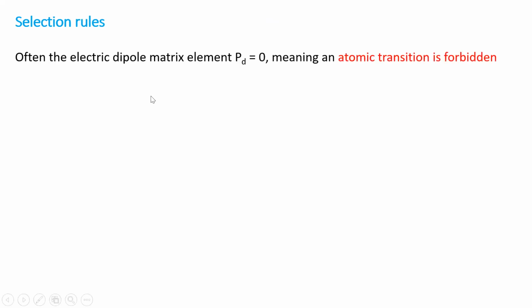Let's talk briefly about selection rules, which are important for understanding what can actually happen in atoms. We talked a lot about this PD, the electric dipole matrix element, and it figures into all of our equations for the rates of transitions. It turns out that often this dipole matrix element is 0 between two states. If it's 0, then all the rates we've talked about would be 0, so the atomic transition associated with those two atomic levels would be forbidden because the rate would be 0.